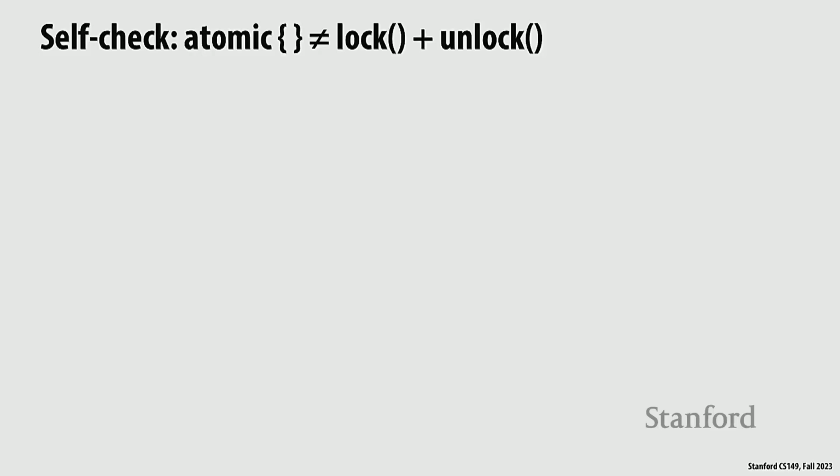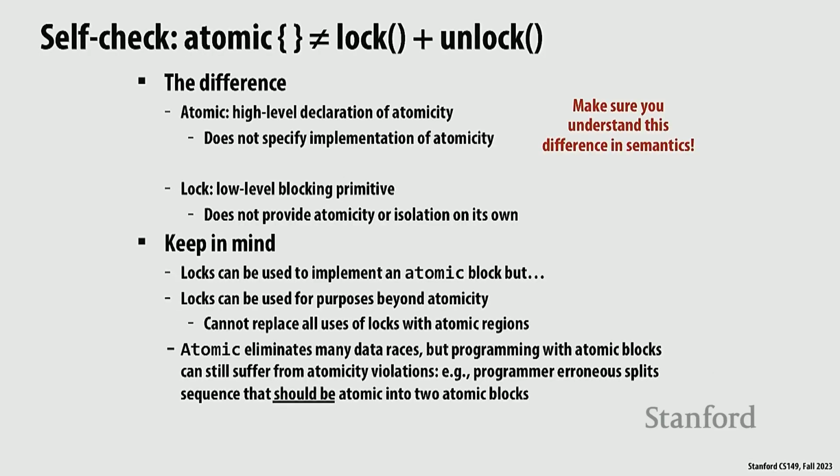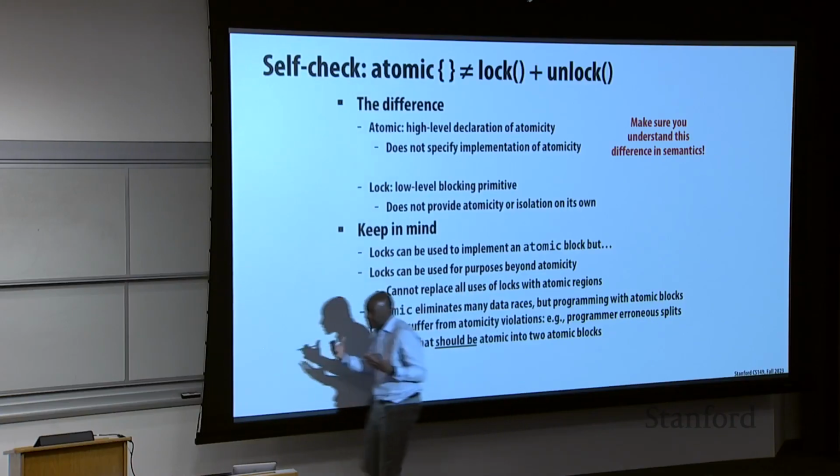Okay. So it's important to understand that there is this difference between atomic and locking. They're not the same, right? So atomic is a declarative construct saying, here is the behavior I expect of the atomic region, and locks are a way of implementing synchronization, right? And locks can be used for purposes beyond atomicity. And just because you have atomic doesn't mean that all your problems are solved. You could still use atomic incorrectly, and these are called atomicity violations. And in certain cases, atomic simply won't work.